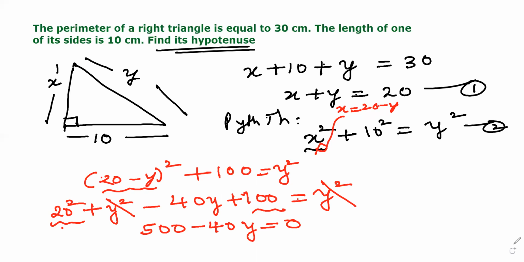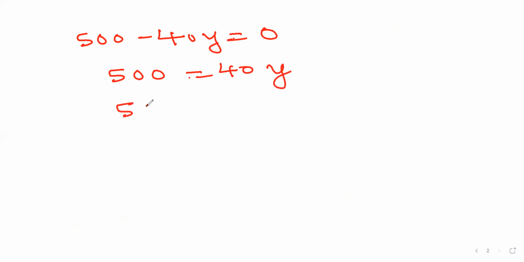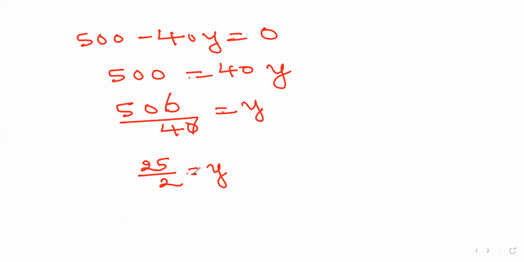Yes? Just go to the next page. So 500 minus 40y is equal to 0. So 500 is equal to 40y. Just push it to the other side. So 500 upon 40 is equal to y, isn't it? So you can first cancel out your zeros. 25 divided by 2. In other words, it gives me y is 12.5. The y is 12.5 and the units will be centimeters.